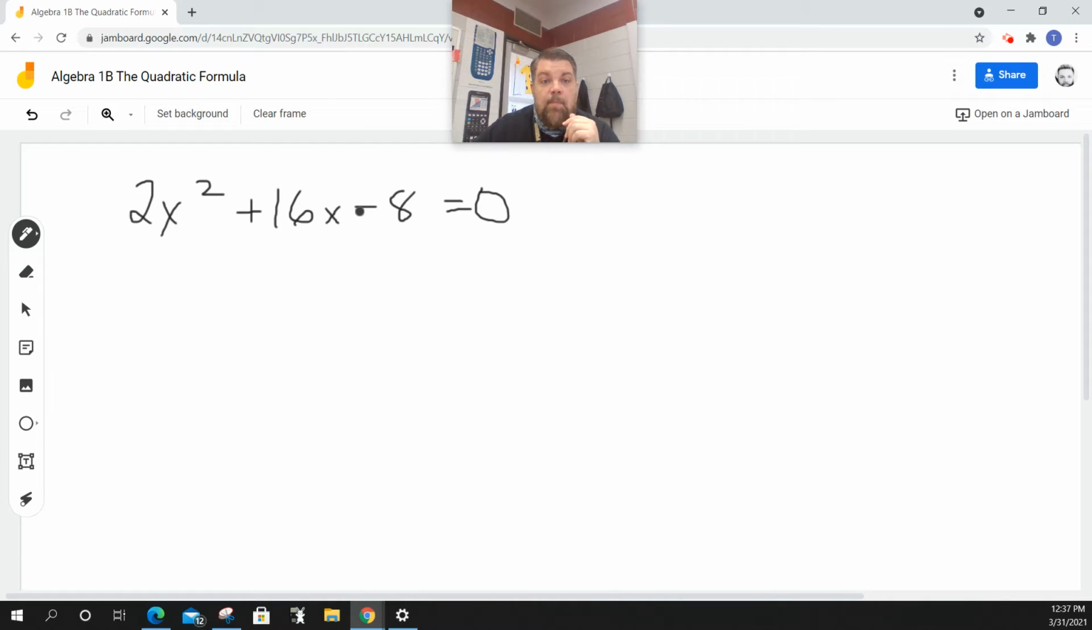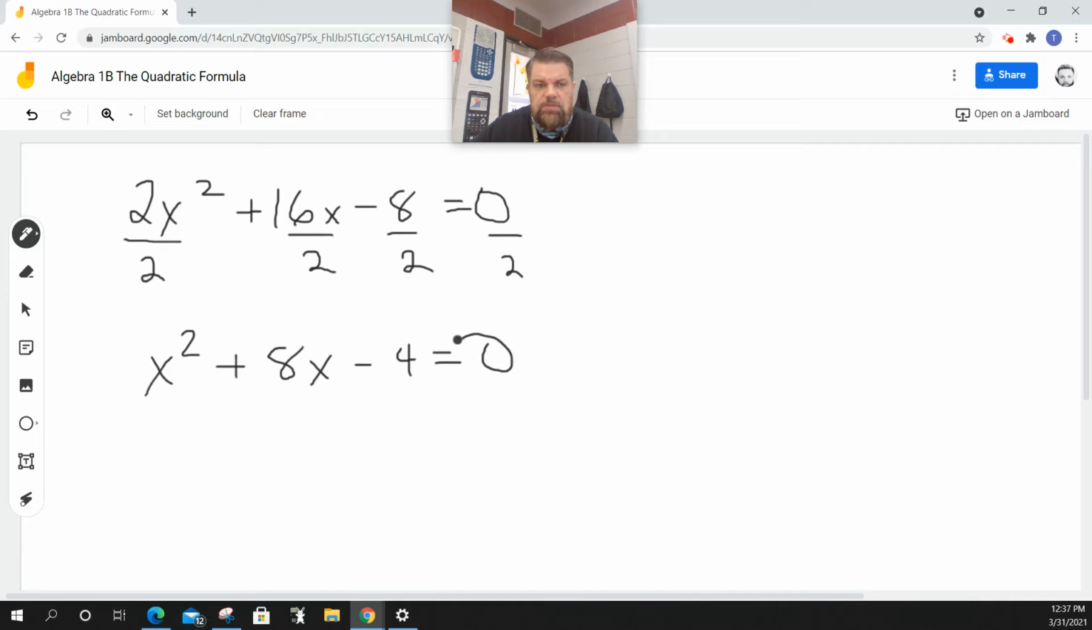All right. But before I do that, I look at this thing and I notice that everything is divisible by 2. So I'm going to divide this by 2, divide this by 2, divide this by 2, and divide this by 2. And so I get x squared plus 8x minus 4 is equal to 0, right? 2 divided by 2 is 1 times x squared is x squared. 16 divided by 2 is 8, so 16x becomes 8x. And then 8 divided by 2 becomes negative 4. And 0 divided by 2 becomes 0.